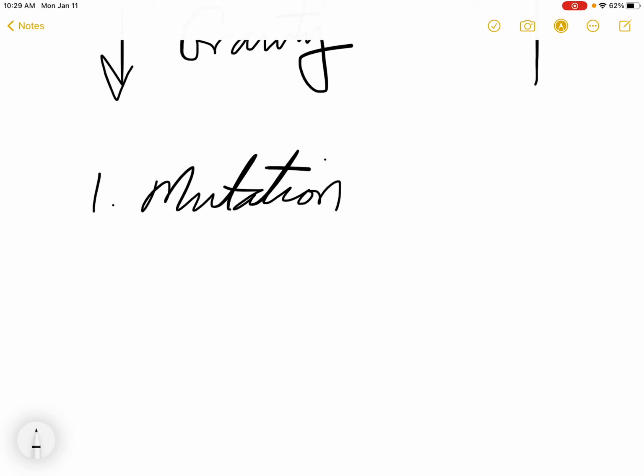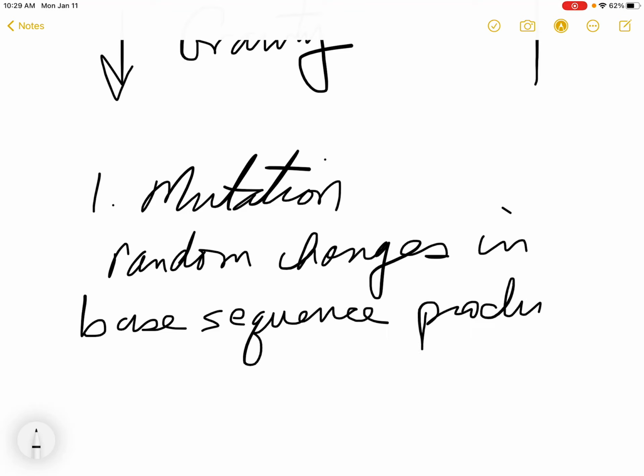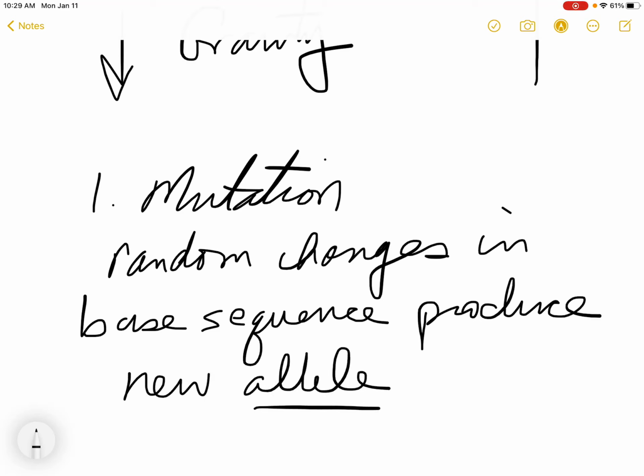So what mutations do, well, we could say random changes in base sequence produce new alleles. Remember, an allele is a form of a gene, right? And so by changing very slightly some of the base sequences in a particular gene, you could have a different allele. And so mutation is how we get new alleles. New alleles are introduced into populations by mutations.